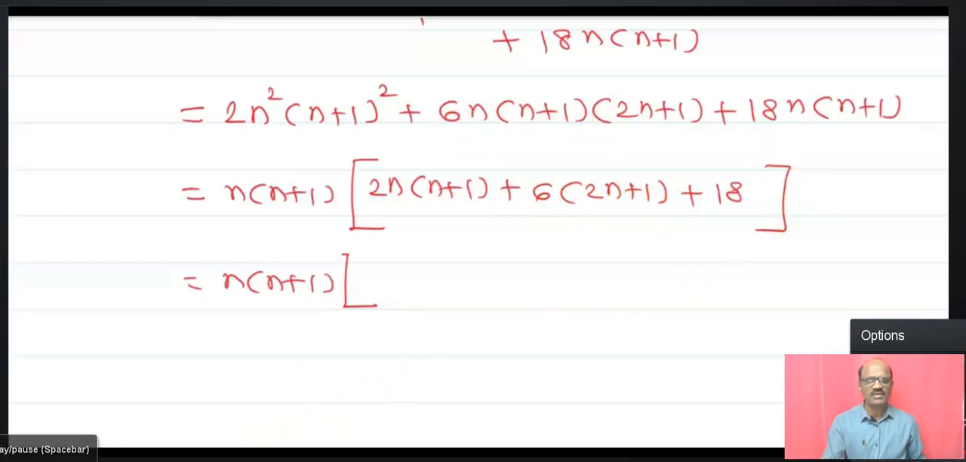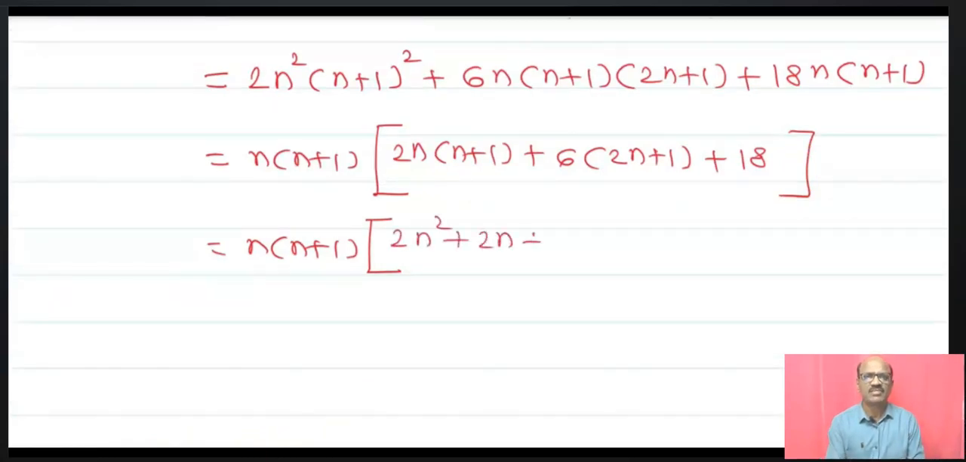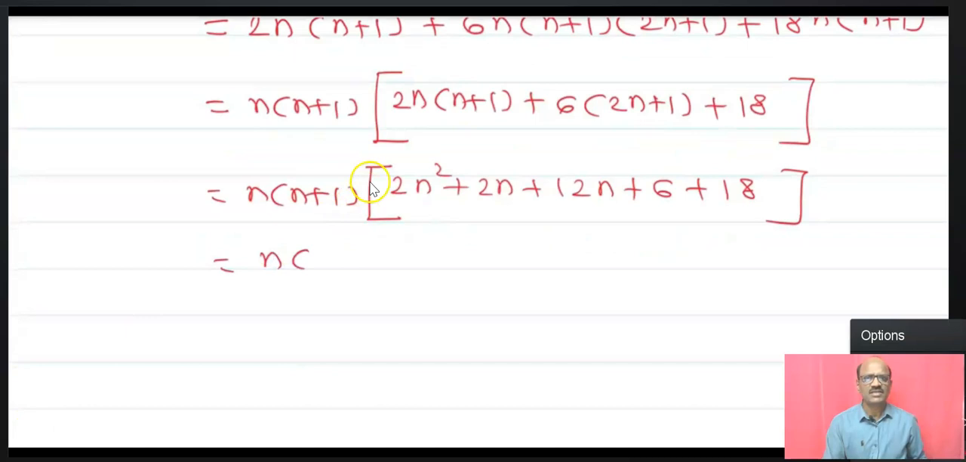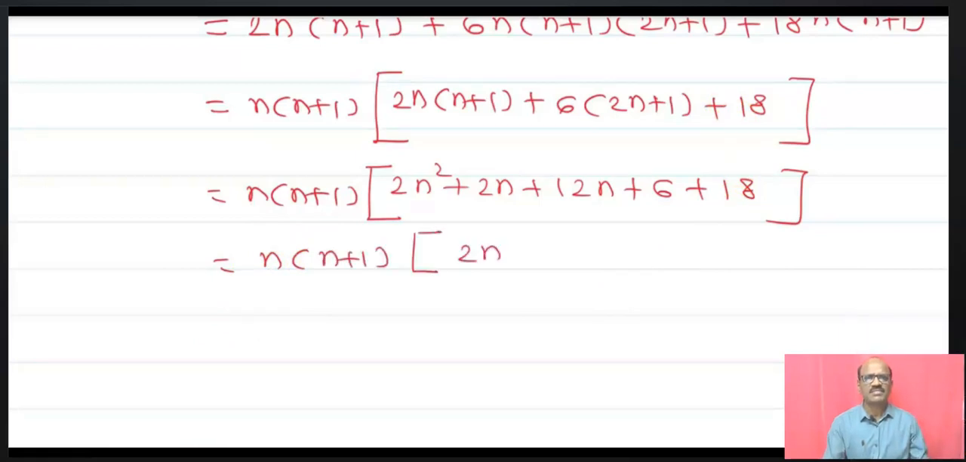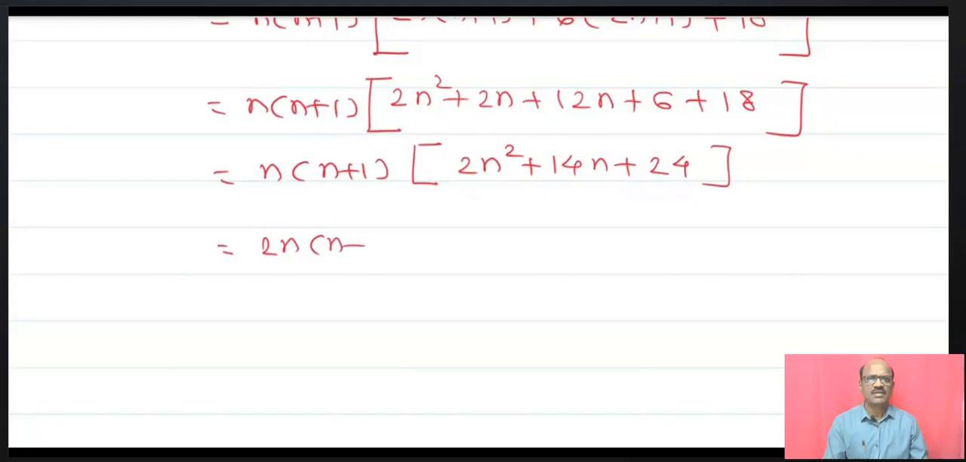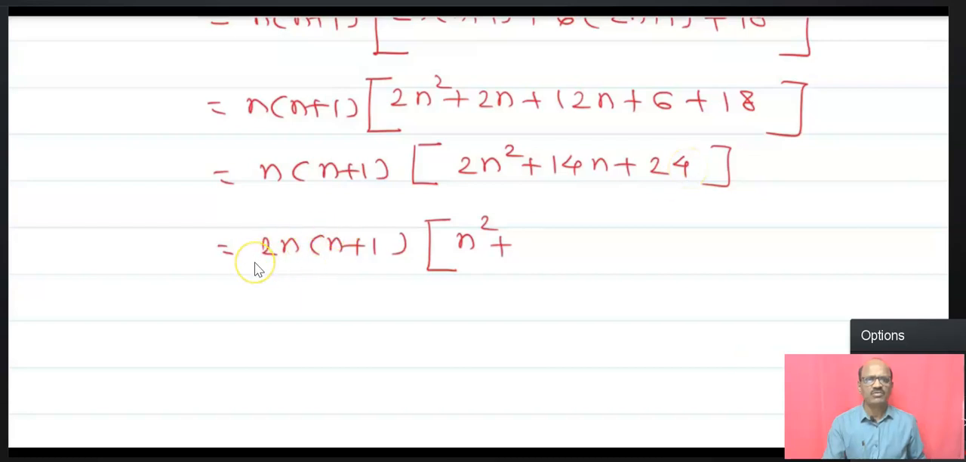Now we can perform the multiplication. That is n into (n plus 1) into (2n square plus 2n plus 12n plus 6 plus 18). Now we can simplify. It is like this: 2n square plus 14n plus 24, bracket complete. If you take 2 common from these terms, then you will get 2n into (n plus 1) into (n square plus 7n plus 12), bracket complete.